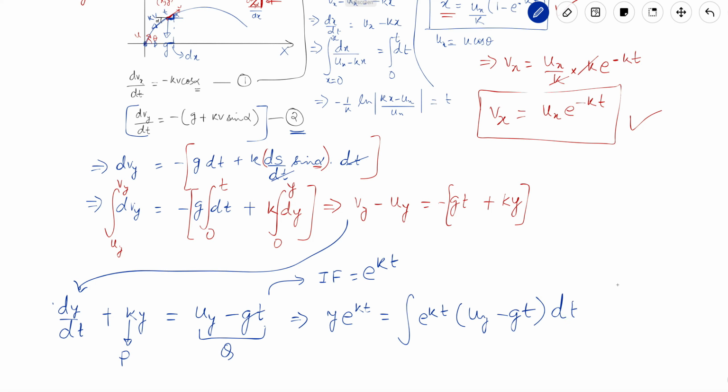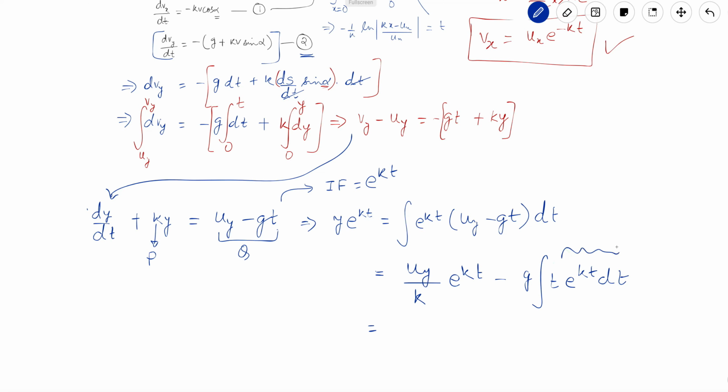Furthermore, if we integrate this one, we will be getting uy times e to the power kt dt integral, which becomes uy over k e to the power kt, minus g times t e to the power kt dt integral. So here that is integral uv dx. Two functions are there, so integration by parts you have to apply, then it becomes uy by k times e to the power kt minus g.